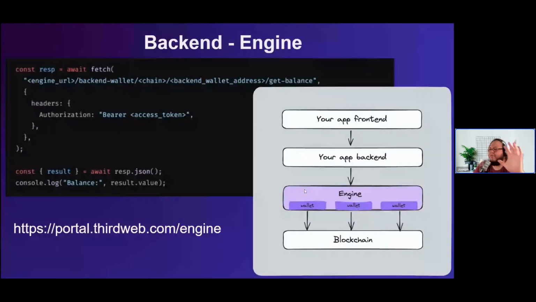So, ThirdWeb Engine, right? We've talked about our front end. We've talked about how to log in users. We've talked about contracts. We've talked about how to govern, how to create rule sets around our projects. Now we need to talk about Engine. And what is Engine? What is its use case? What's it for? Remember, this is our back end bucket. So Engine is the way you scale your apps. Engine is the way you want to perform blockchain transactions from an API call.